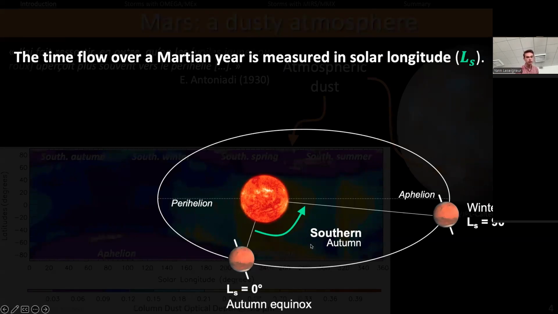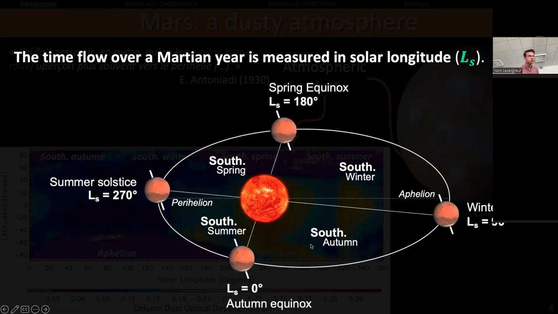And we can define all the seasons on Mars using this solar longitude, as you can see here, and we have the perihelion here next to Ls 260 degrees and the aphelion on the opposite side.